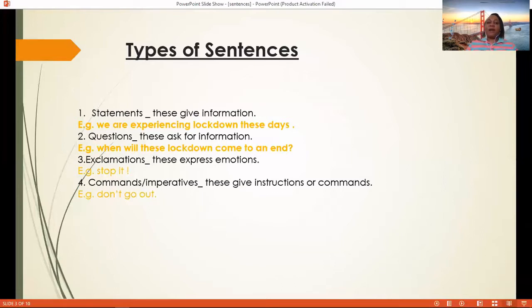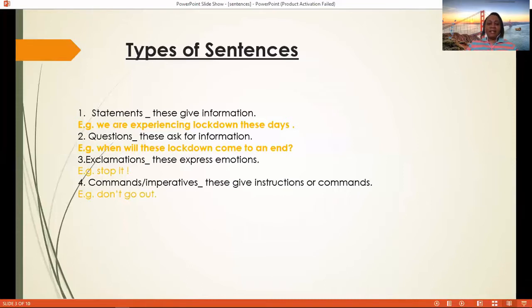Then we come to our second type of sentence, which is a question. A question will be self-explanatory because it simply asks for information. Looking at the same situation we are in, I have come up with an example. When will this lockdown come to an end? So we just ask ourselves when the lockdown is coming to an end, and that is a question.